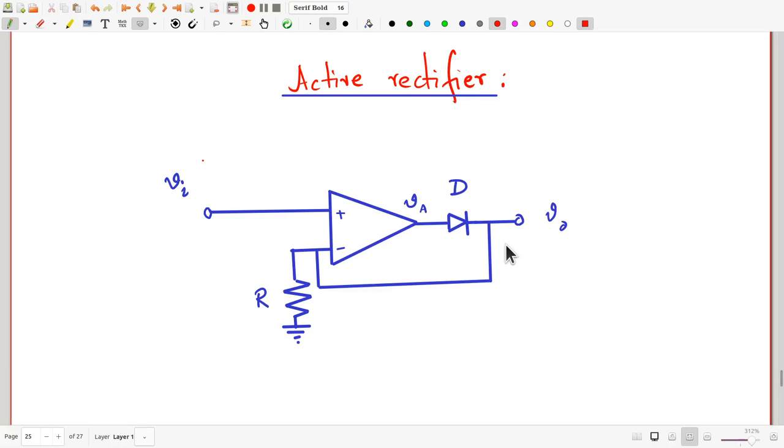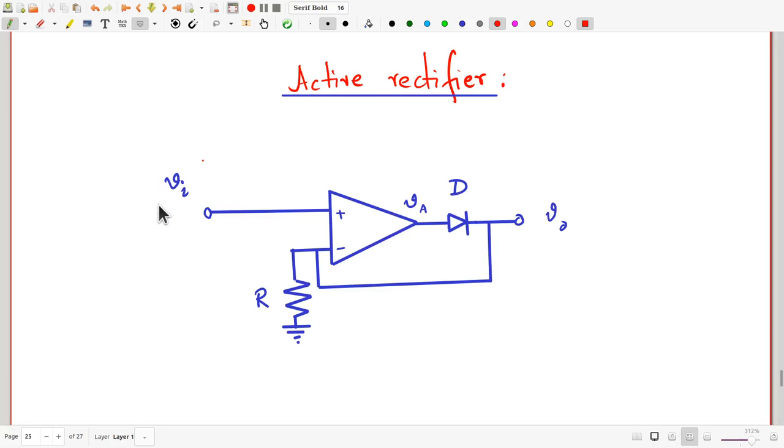And also note that the diode is sitting in the negative feedback path for the op-amp. Let me stress here that we have deviated from the standard convention that the upper input terminal is the inverting one. So we have explicitly marked the upper terminal as non-inverting. So let us try to figure out how this circuit works.